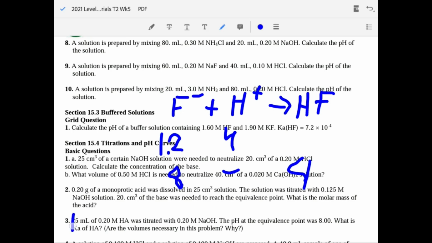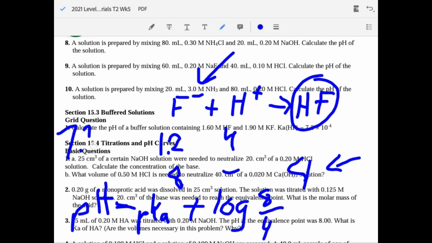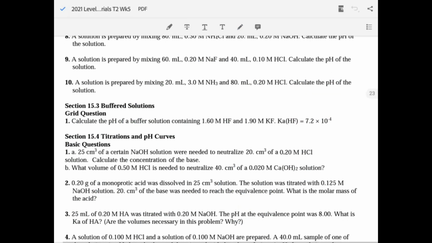So again, pH is equal to pKa, because it's an acid here, plus log of base, which is the F minus, 8, over the acid, which is 4. And Ka should be given, which is 7.25 times 10 to the power minus 4. I don't know why they're not putting it in the question here. And then you should be getting 3.44.